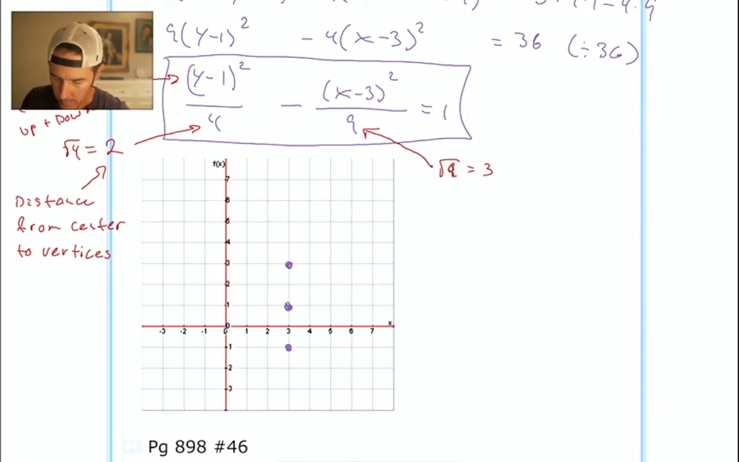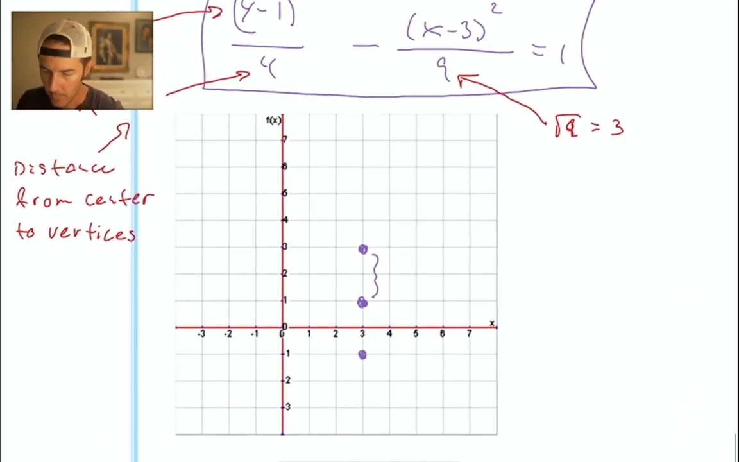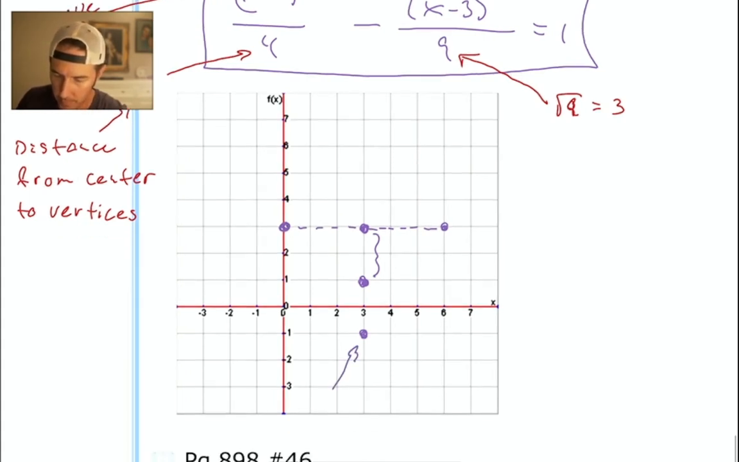And in the vertical direction, here we already have a distance of 2. But in the horizontal direction, we need to use this 3 that we found over here. So I'm going to start at the upper vertex, and I'm going to move 3 units to the right and put a point. And from that same vertex, I'm going to go 3 units to the left and put a point. Then I'm going to go down to this other vertex, and I'm going to move 3 units left and right from there, and put points at the ends of those.